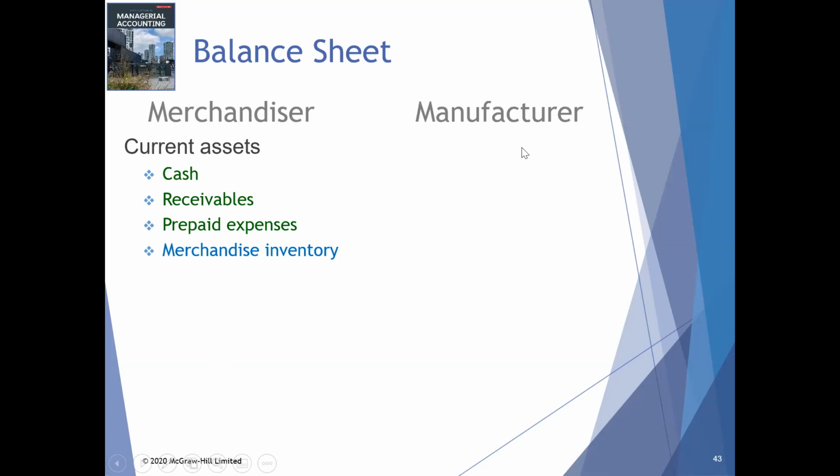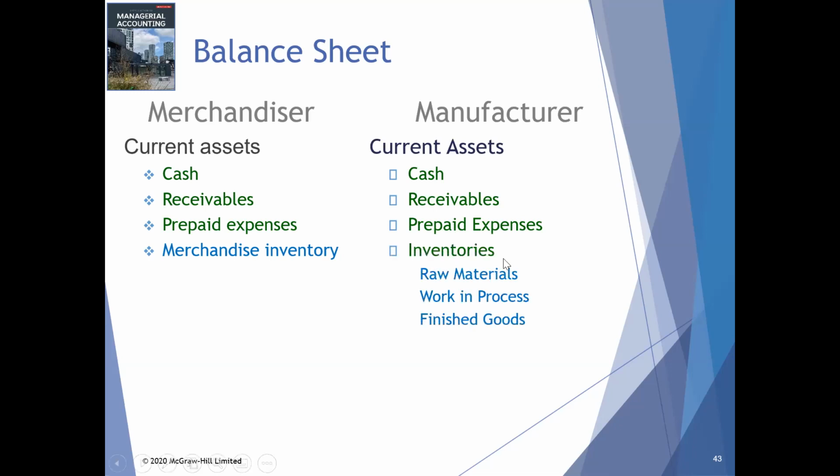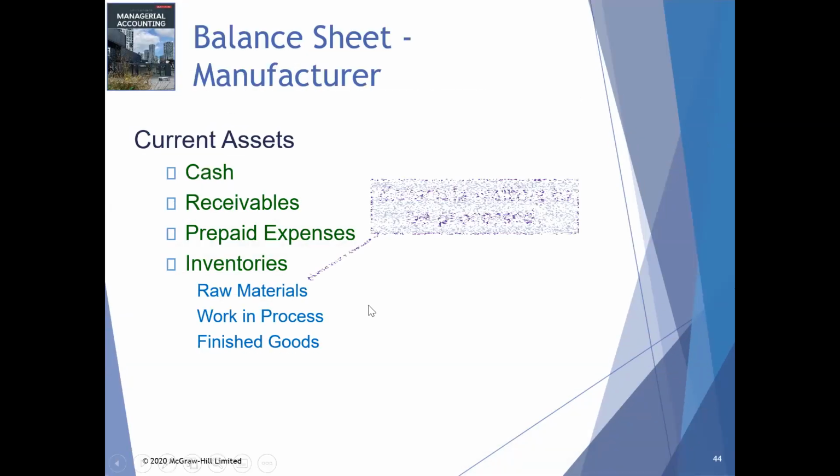If we talk about the manufacturers, definitely we will be having current assets, just like cash, the same receivable, the same prepaid expenses. That is also current assets, will be the same, but inventory will be different. Here that will be merchandise inventory, meaning finished goods, but for inventories in the manufacturing plant unit, that will be raw material, work in progress, and finished goods. That will be for the manufacturer. This is for the merchandiser.